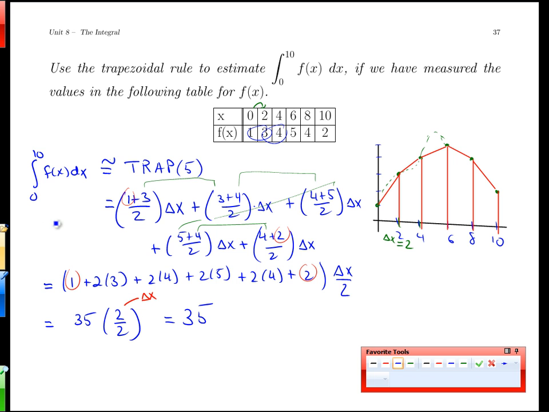So the integral, that's approximately the area underneath the curve of f of x dx, or the integral, more precisely, of f of x dx on the interval from x equals 0 to 10 is about 35. So that's a nice concrete example of the calculations we can do with the trapezoidal rule. If we hadn't been given these values in a table, if we'd been given a formula, we would just fill in the table ourselves first and then do the trapezoidal rule calculation.